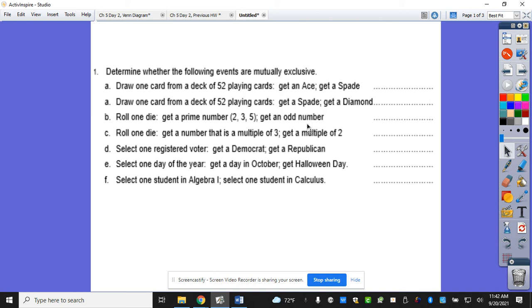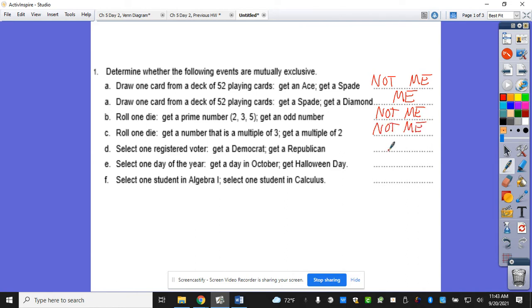So number one, mutually exclusive, not mutually exclusive. An ace and a spade. Oh wait, sorry. Not mutually exclusive. A spade and a diamond. Mutually exclusive. Prime number, odd number. No. Mutually exclusive. Multiple of 3, multiple of 2. No.